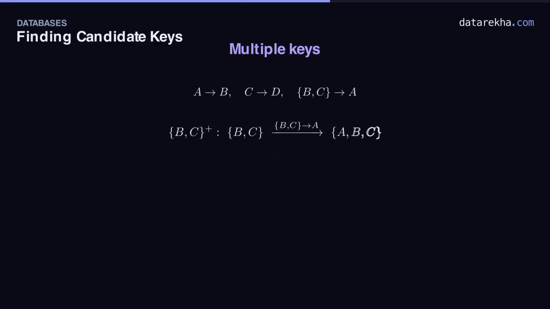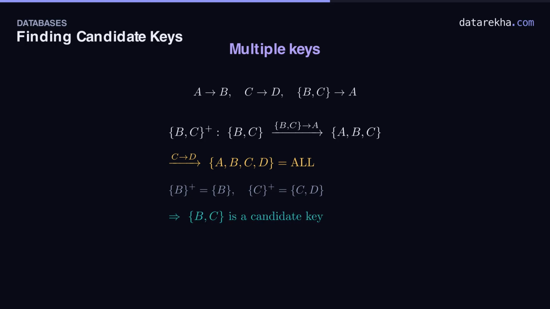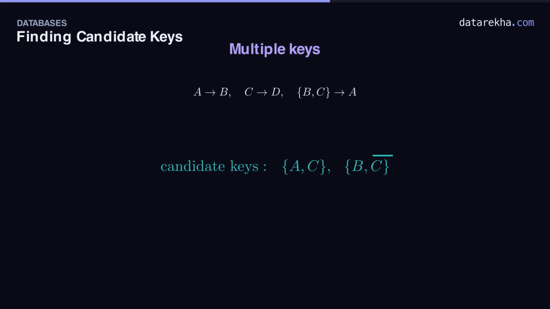Now try B instead. Close B and C. B and C together give A. So A, B, C. Then C gives D, all 4 again. B plus is only B. C plus is C and D. So B, C is a candidate key too. Two candidate keys, then, A, C and B, C. Notice C sits in both, exactly because it's on no right-hand side. And beware, A, B and C together do close to A, B, C. But that misses D, so it isn't even a super key.